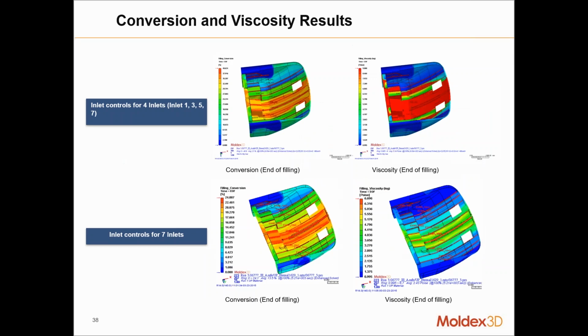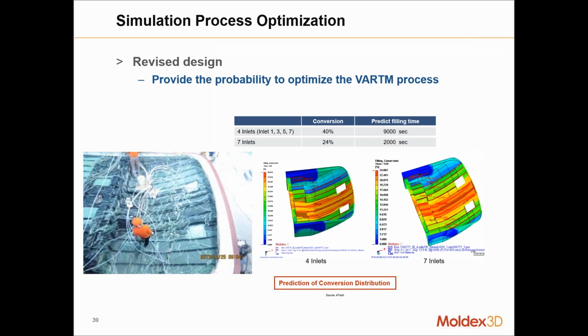All right. So from simulation, we can take a look at the viscosity. We can see viscosity results and your conversion rate either at end of fill or during the process of the resin flowing through our mat. So we have our conversion and viscosity for both the 7 inlet, which is on the bottom, and our 4 inlet control, which is on top, okay? So as we can see, let me see the next one. Next one, this slide is conversion.